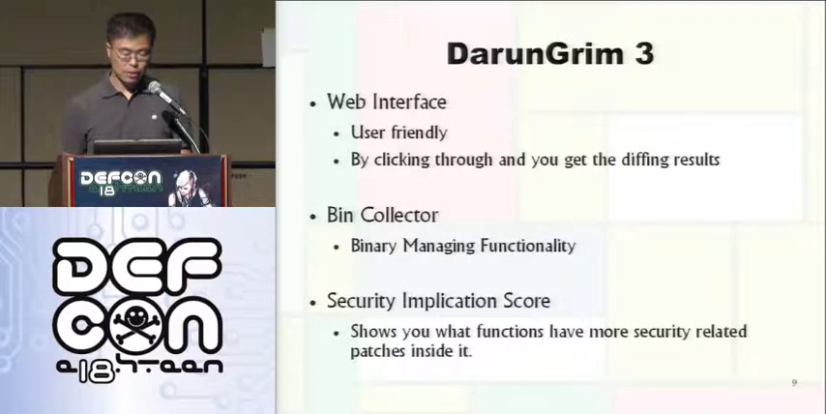So I wrote an upgrade, DarunGrim, and it's DarunGrim 3 now. It has a web interface, it's very user-friendly, and it has a bin collector. It manages all the files for you, and it has a security implication score that shows which functions have more security implication inside them. So you can know which functions have more probability of having some security-related patches inside.